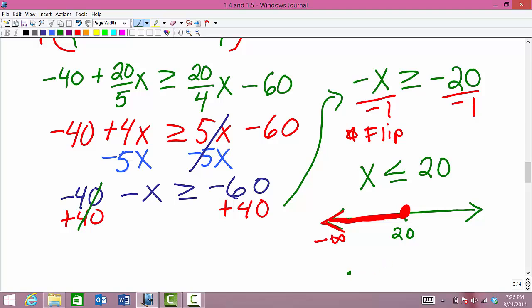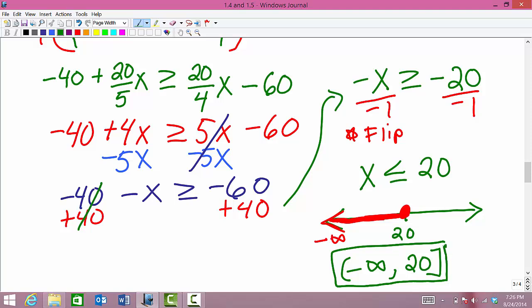So our interval notation would be the portion on the left of my number line, the smaller portion, negative infinity, all the way to 20. Open parentheses always on infinity, and since we had a closed circle and an equal sign, in interval notation, that means we need to use a closed square bracket. And that would be our final answer in interval notation.